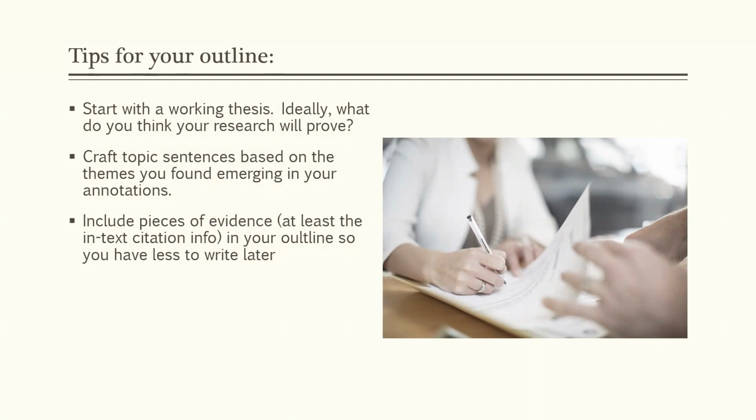Here we recommend you start with a working thesis. Ideally, what is it that you want your research to prove, or what is it that you think your research will prove? Then you want to craft topic sentences based on the themes you found emerging in your annotation's keywords. And finally, you're going to want to include pieces of evidence, at least the in-text citation info, if not the whole piece of evidence, in your outline, so you have to write less later.